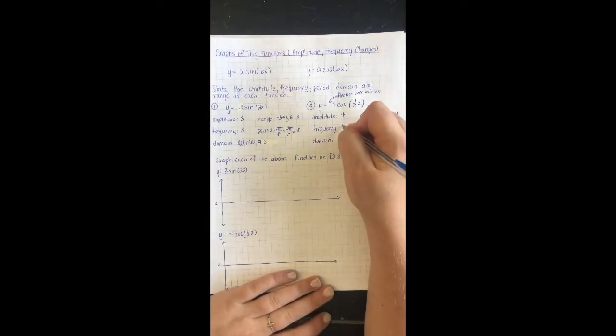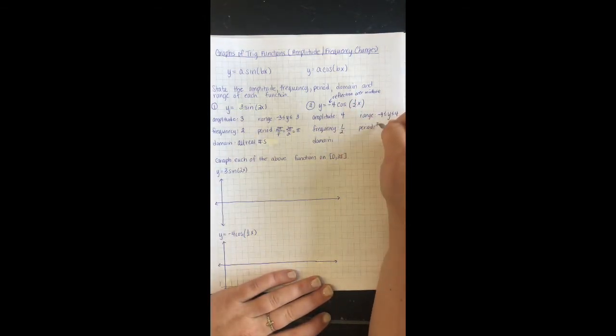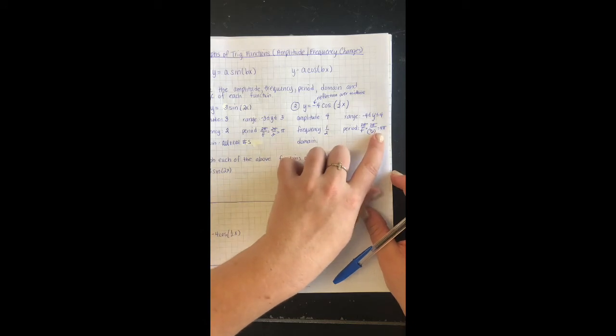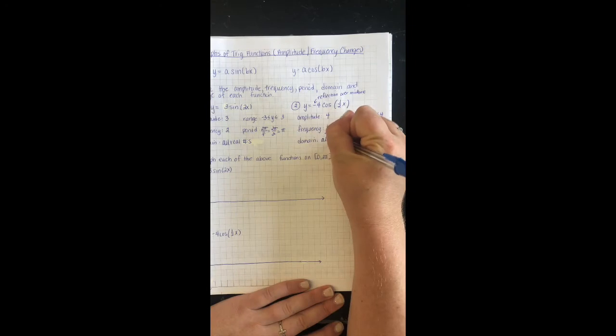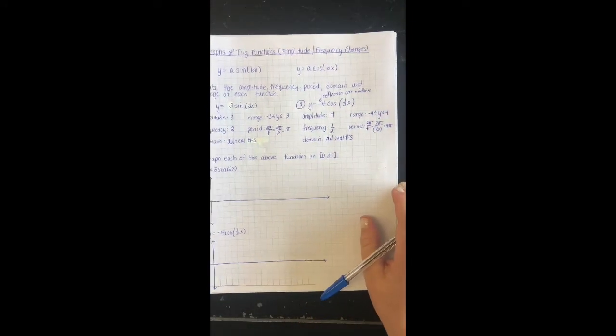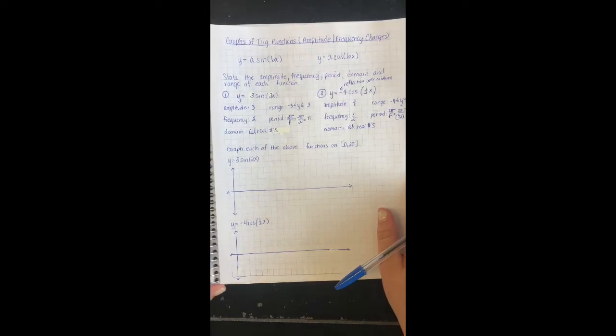The frequency in this case is 1/2. Period is 2 pi divided by frequency, so 2 pi over 1/2 comes out to be 4 pi. So you'll notice that now I'm only going to see half of a curve in the window that I graph. If I needed to make a full curve, it would take 4 pi units for me to do that. Domain is still all real numbers. Okay, so for sine and cosine, domain is always all real numbers, as far as you know right now. Okay, now we're going to graph it.